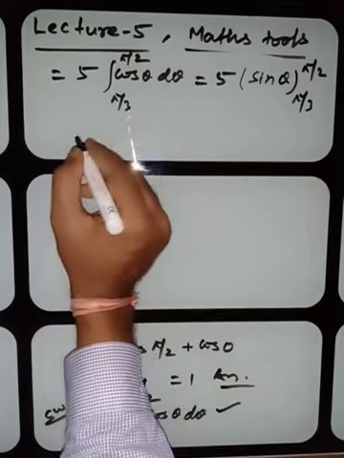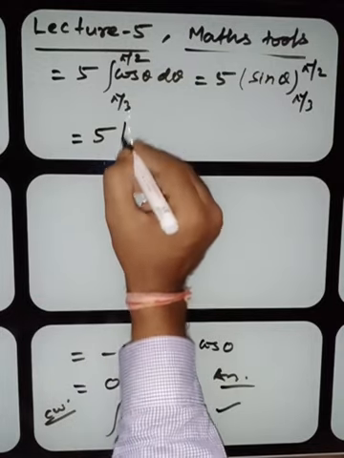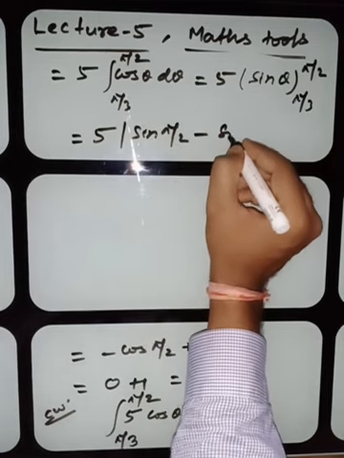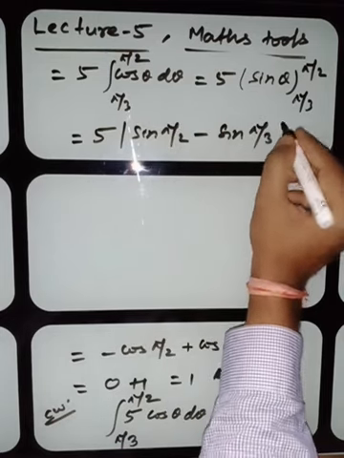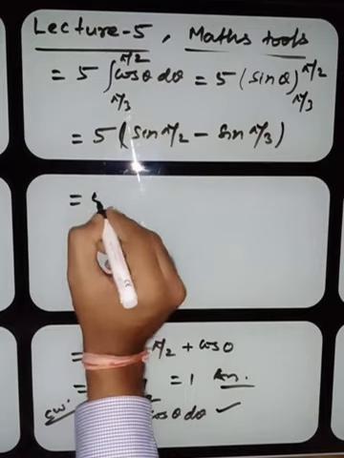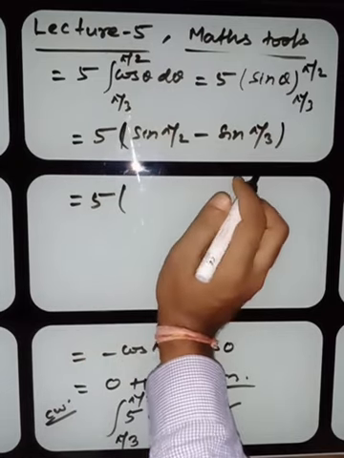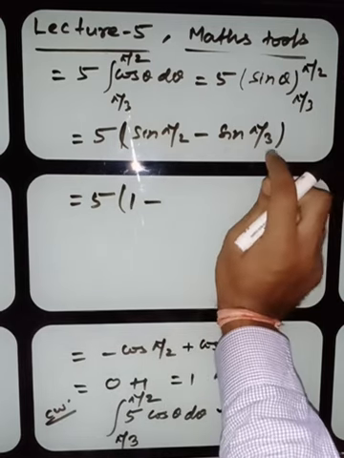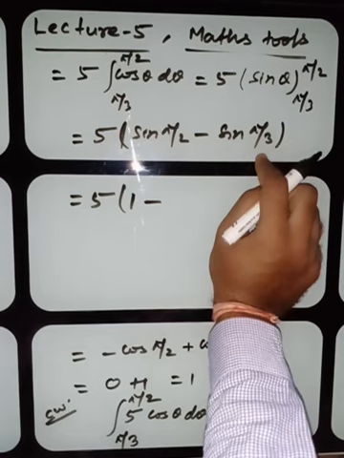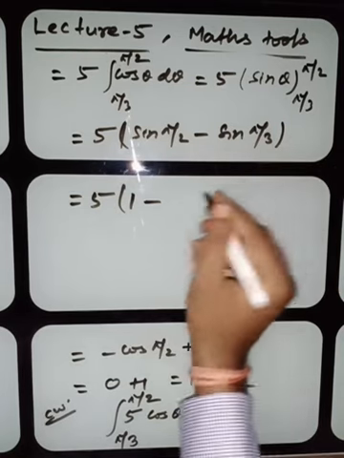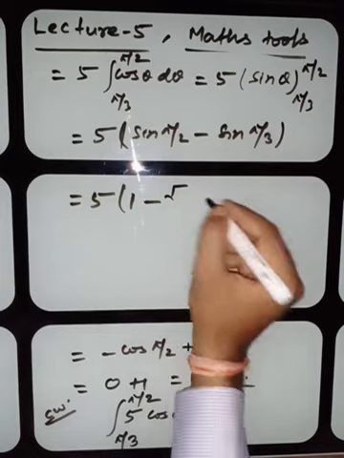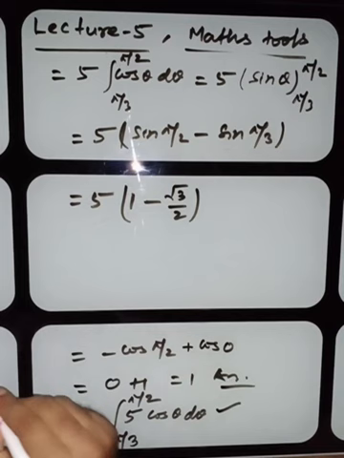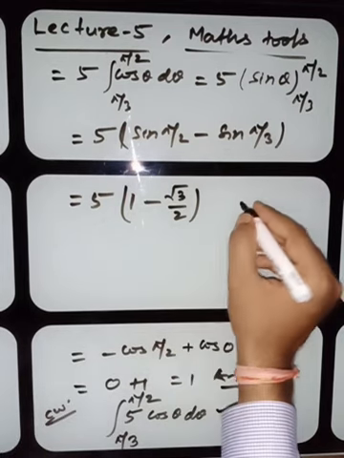Now put the values. Here the 5 will be taken out. Sine pi by 2 upper limit minus sine pi by 3, the lower limit. Alright, 5 times sine pi by 2, how much is it? 1, minus sine pi by 3. What is the value of pi by 3? It is 60 degrees. So sine 60 degrees, how much is it? Root 3 by 2.